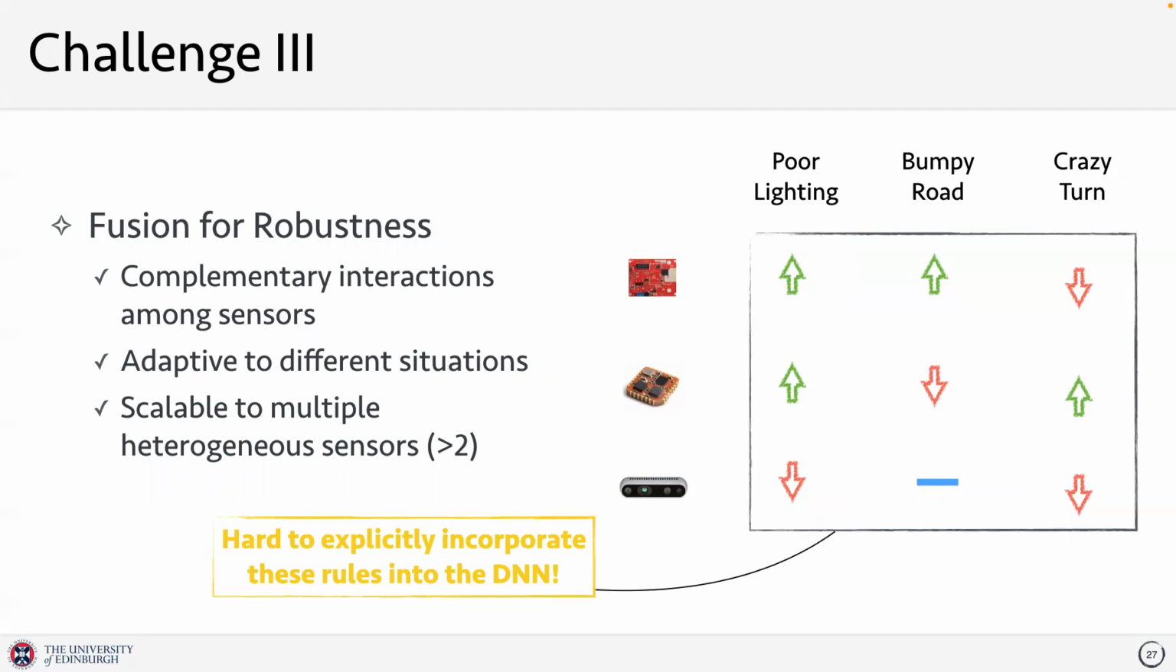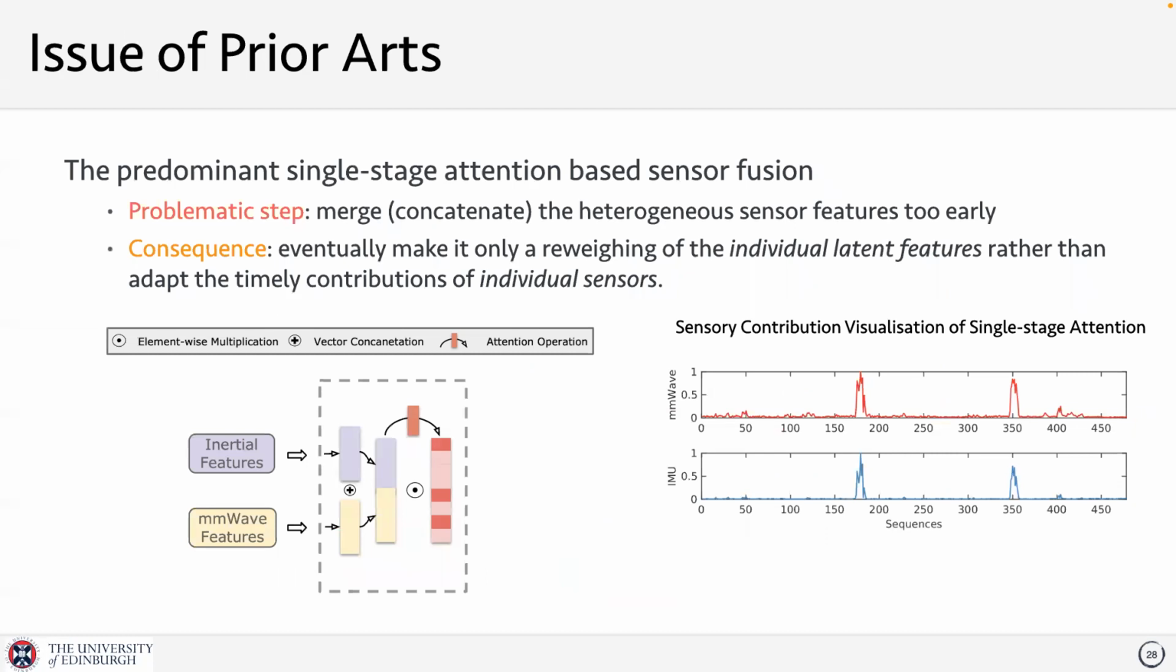However, although this design intuition is clear, it's not easy to incorporate such a well-defined concept into a neural network model because it's a black box. Everyone knows that, right? How can you manually incorporate some very rational stuff into a black box model? And more importantly, even though we do have multi-sensor fusion deep neural networks today, these networks are still dominated by something called a single-stage attention mechanism.